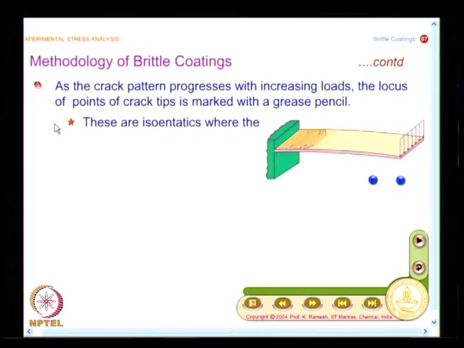And what you have is, the crack pattern progresses with increasing loads. The locus of points of crack tip is marked with a grease pencil. We will see that with the example.